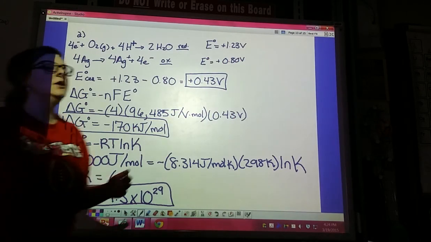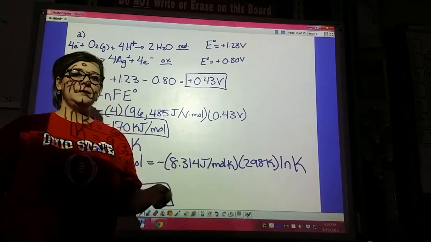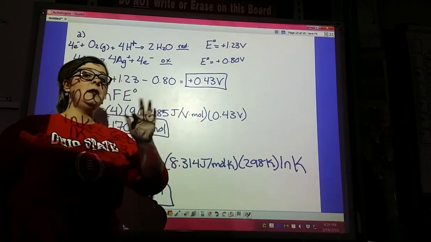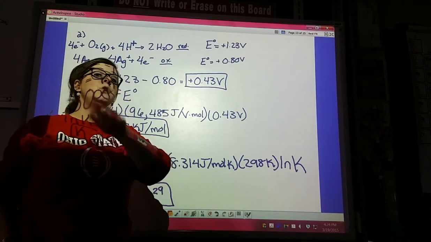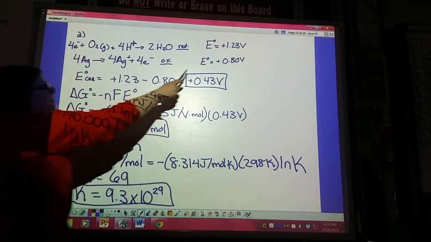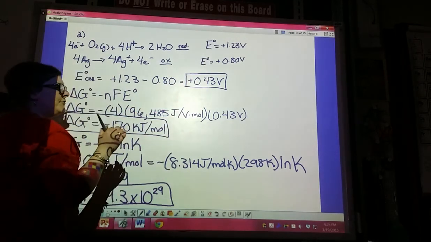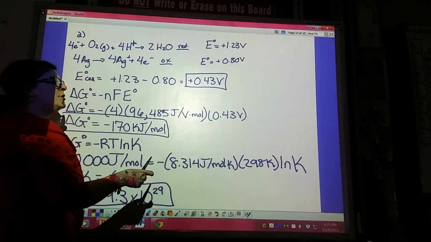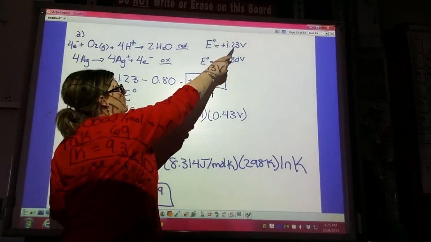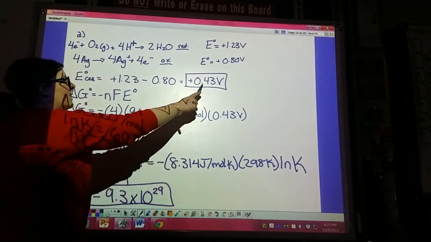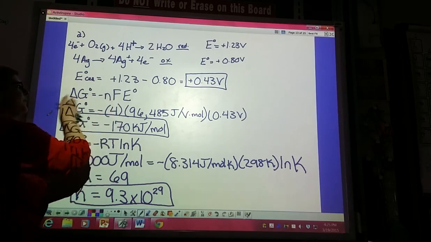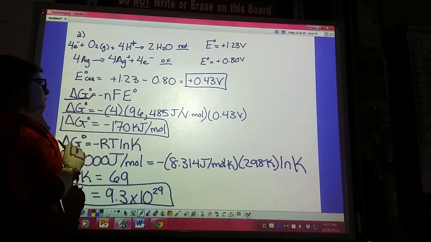So first they ask me, what's delta G? And then they ask me, what's K? I'm going to go to that reaction. Delta G is equal to a negative nFE. I don't know E, so I need to figure out what E would be. They've given me these, so I have to find the overall cell potential, cathode minus anode, or reduction minus oxidation. So I'm going to do 1.23 minus 0.8, and I get a positive 0.43 volts. So there's E. Now I have enough information to find delta G.